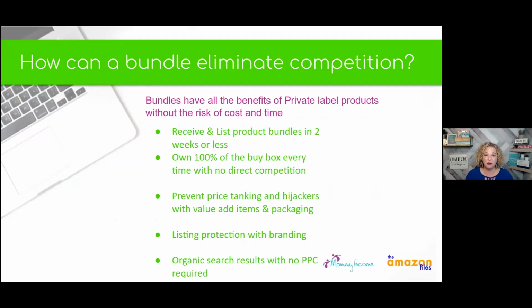You can receive and list products in bundles in 2 weeks or less. Sometimes during these COVID times, manufacturers are taking a little longer to get your stuff. I mean, anybody experience lag in Amazon checking your stuff in? So your results may vary on the 2 weeks. That's not within your own control, but you can process, order, and do all those things from wholesale distributors right now today. You can own 100% of the buy box every time with no competition. And when I say every time, it's not an exaggeration. 100% of the listings in my Amazon store are owned by me and nobody else. No hijacking, no one jumping on my bundles, no one jumping on my listings.